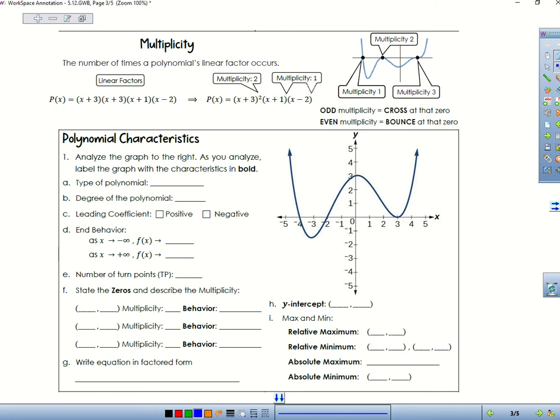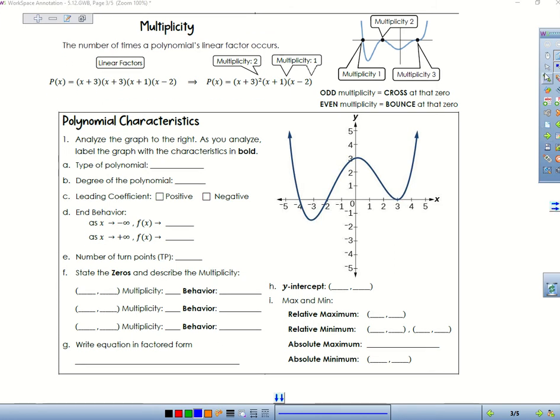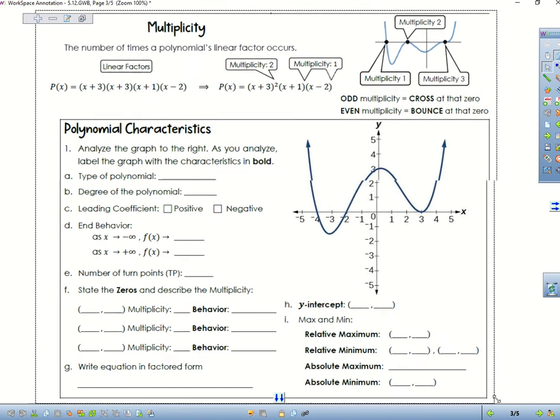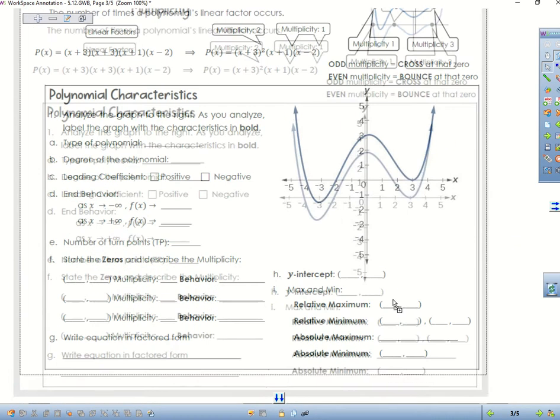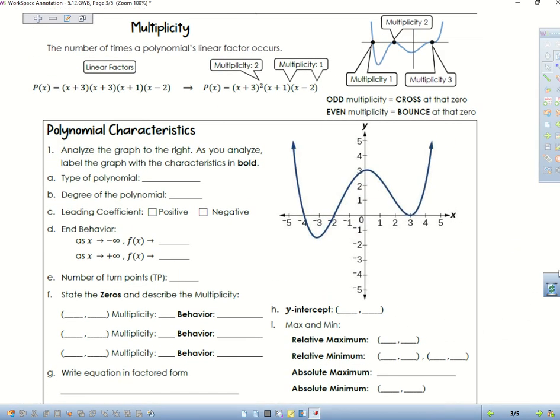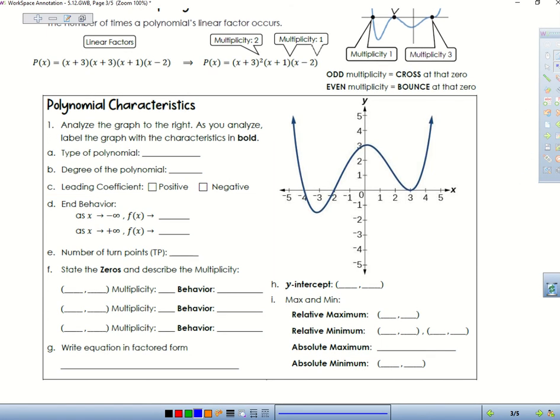So now we're going to talk about some polynomial characteristics, which we've been doing in this class quite a bit, but we're going to add a few additional learning concepts as we do it. Of course we know that multiplicity tells us how many times a zero occurs, and it affects how it looks on the graph, right? A multiplicity of 2 gives us that bounce, quadratic appearance, a multiplicity of 1 gives us that linear appearance, and a multiplicity of 3 gives us that S-shaped wave appearance, okay? It says here, analyze the graph to the right. As you analyze, label the graph with characteristics in bold.